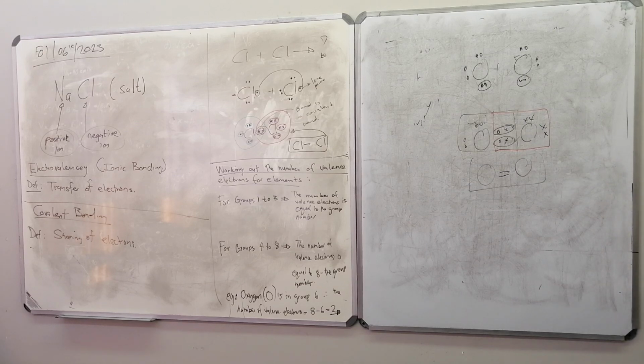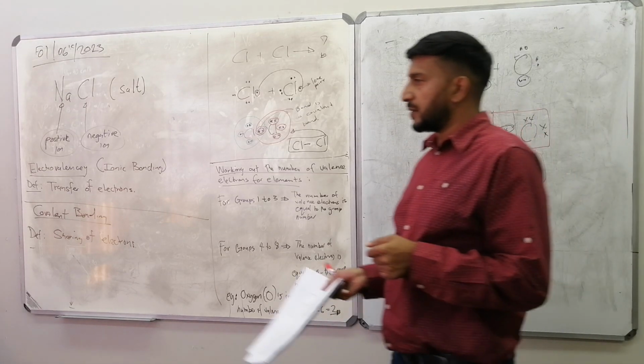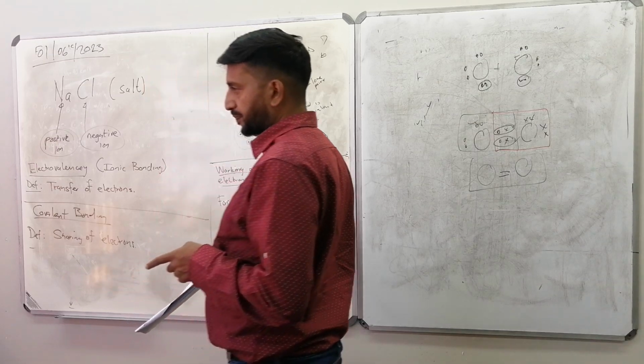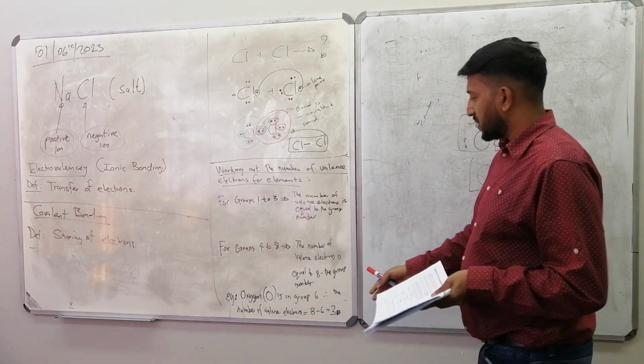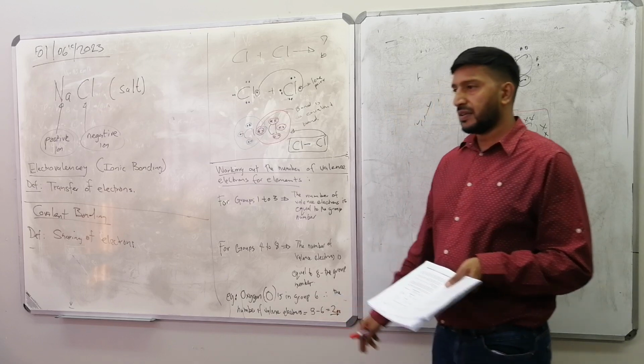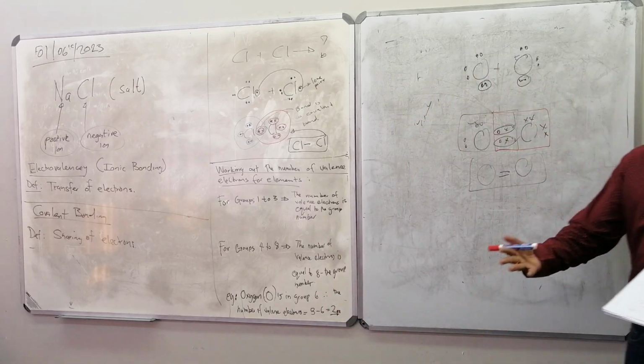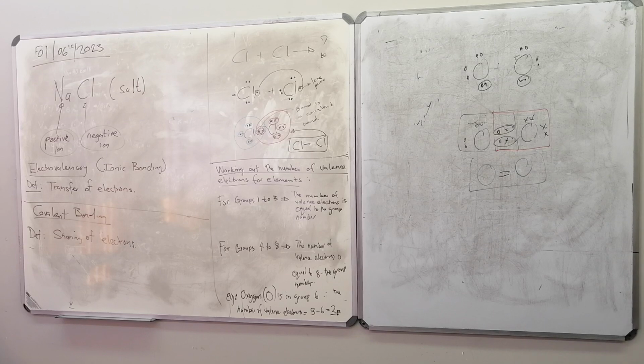Now, similarly, we look at nitrogen. If you look at nitrogen, what group is nitrogen in? 5. Right, according to this here, 8 minus 5? 3. So how many bonds are you going to get between two nitrogens? 3 and 3. Yeah, 3 bonds. Same thing there. You can see they drew the dot structure and showed you the 3 bonds. If you take your pen and go around it, you'll see that it satisfies the octet rule. You'll have 8 electrons around each nitrogen.